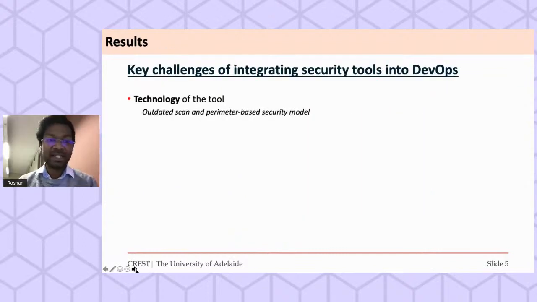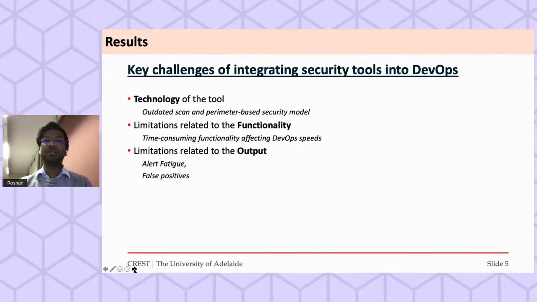Just to briefly explain some of the key findings, due to time limitation, I'll just touch on the main themes and what each theme captured. In the first theme, practitioners believe that the existing security tools had outdated underlying technologies, making it difficult to cater for modern software development methods, and particularly new software delivery tools like CI/CD tools.